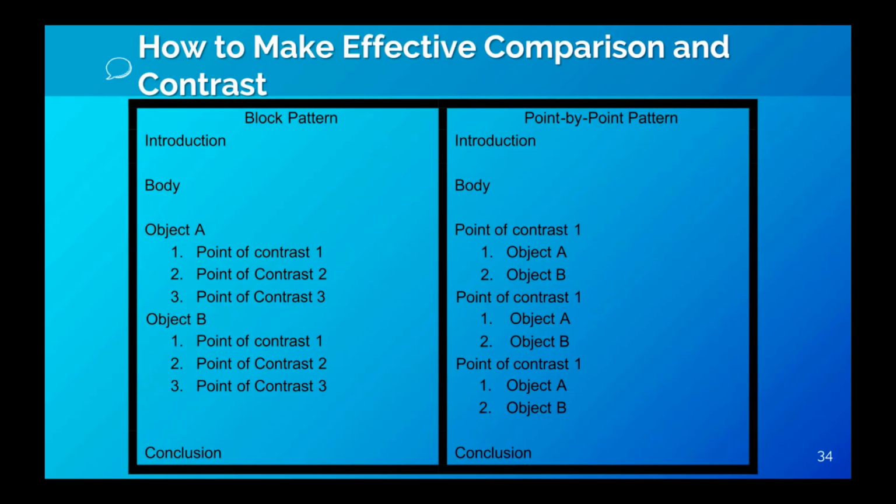This one. You can use the block pattern or the point-by-point pattern. In the block pattern, you discuss the similarities in one paragraph and then all the differences in another paragraph. That's the block pattern. Meaning, you have one paragraph for the similarities and one paragraph for all the differences. While on the point-by-point, you compare and contrast the topics depending on the point, depending on the focus.